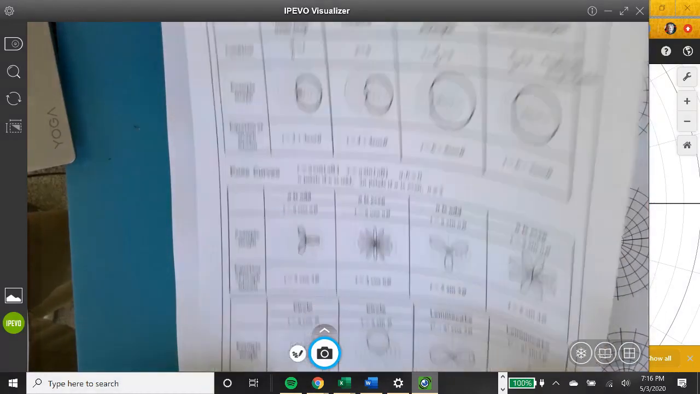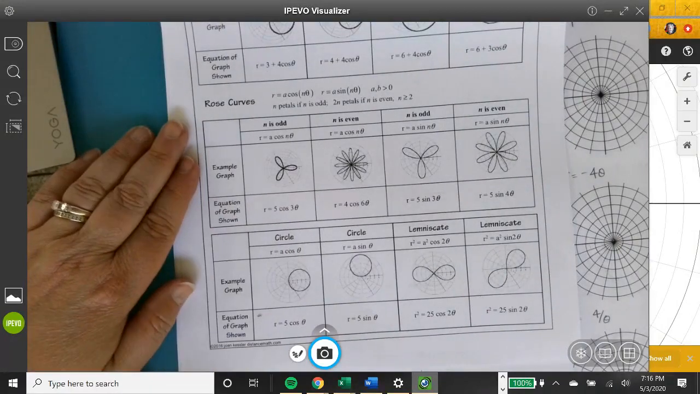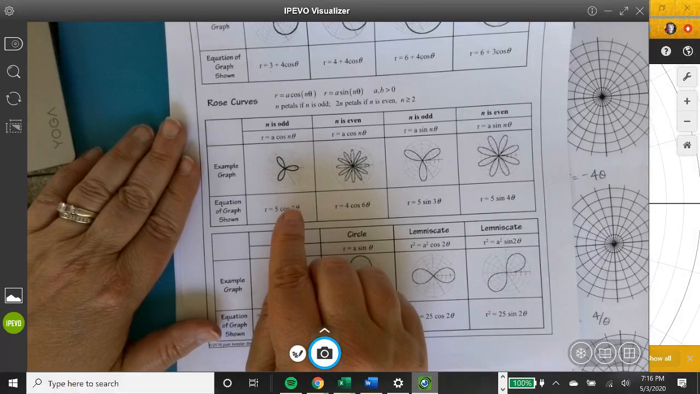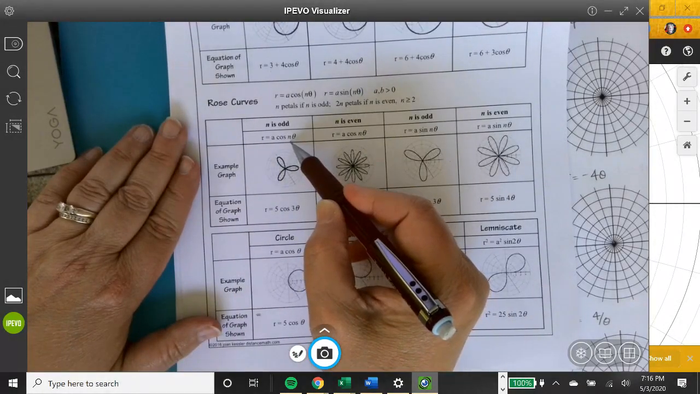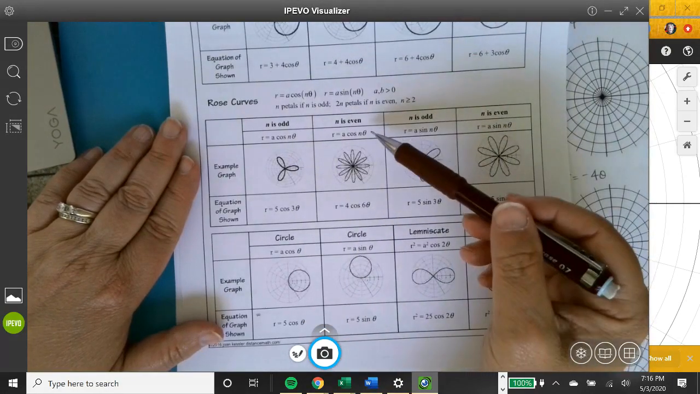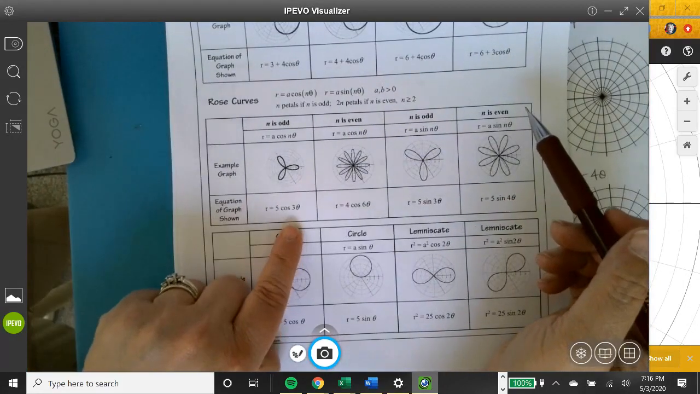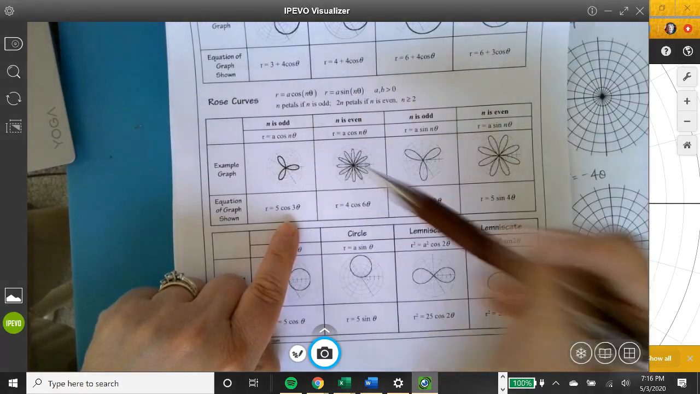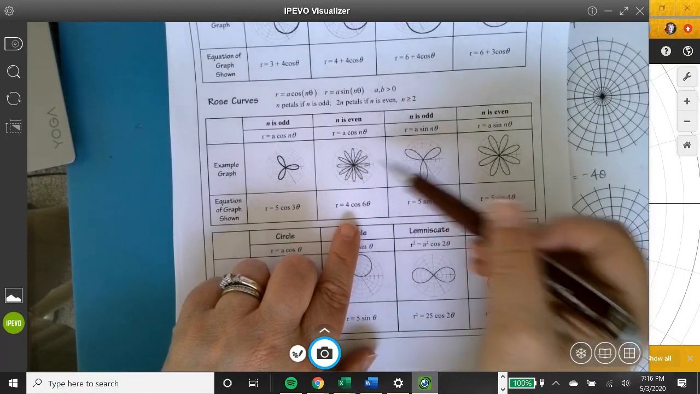All right. And then on the second day that we did polar curves, we talked about rose curves. If n, which is the period factor, the b, is an odd number, then you had an odd number of petals. If n was even, you had double the number of petals. So for example, this one here is 5 cosine 3 theta, so I have 3 petals. And this is 4 cosine 6 theta, so I have 12 petals.